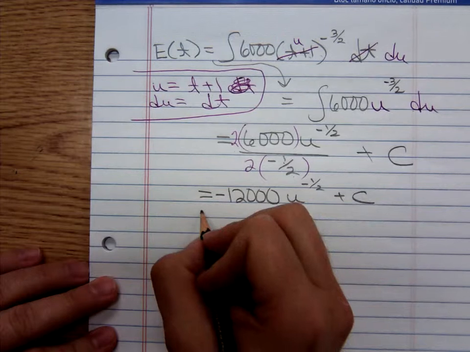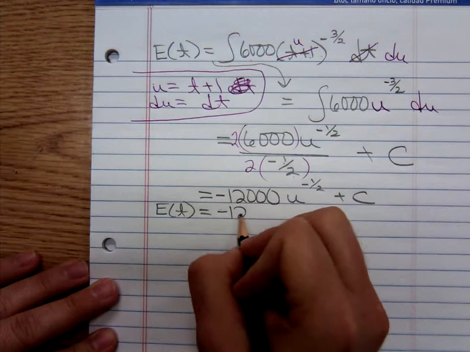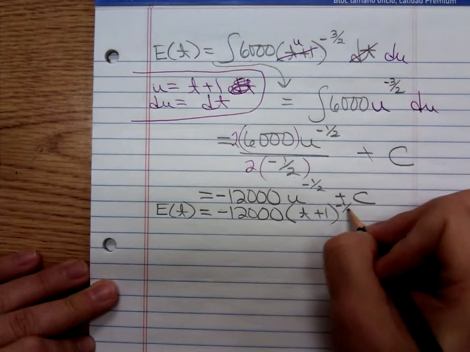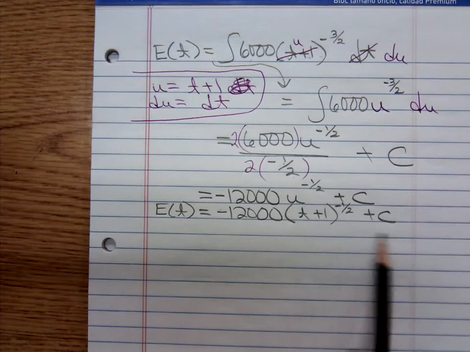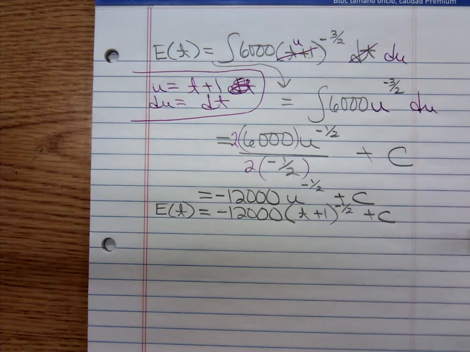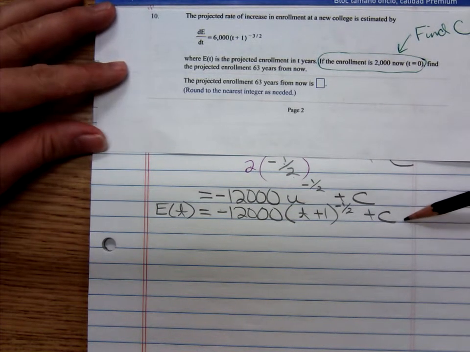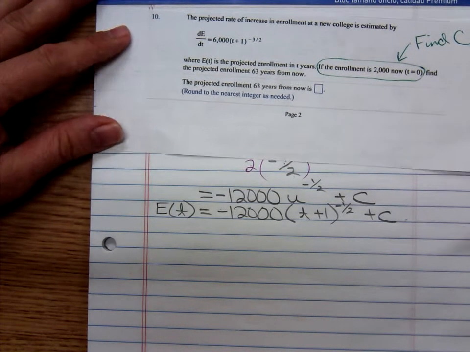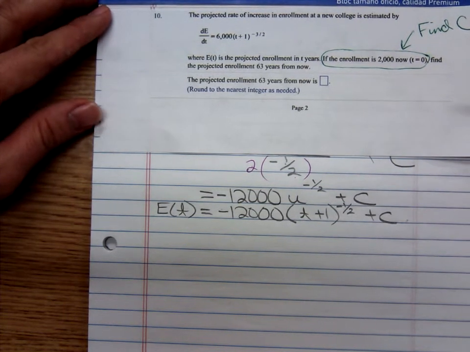And I'd get that back in terms of t. So here's my E of t. Negative 12,000, replace u with t plus 1 to the negative 1/2 plus c. So there's the enrollment function. Let's suppose you're in charge of recruitment at this new college, and you go tell your boss, well, here's the enrollment in t years' time. Well, that plus c may be a plus 1 million. It may be a plus 1. Who knows? I think you're going to have trouble.